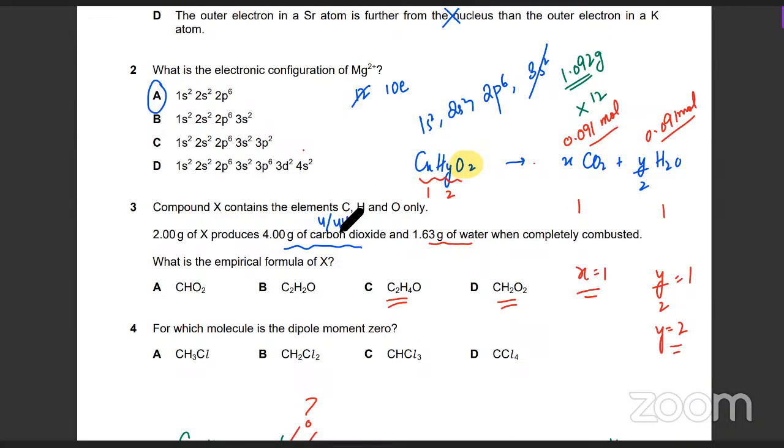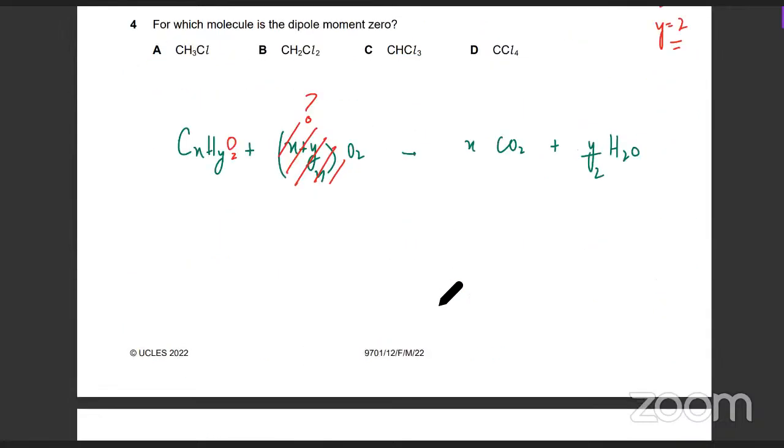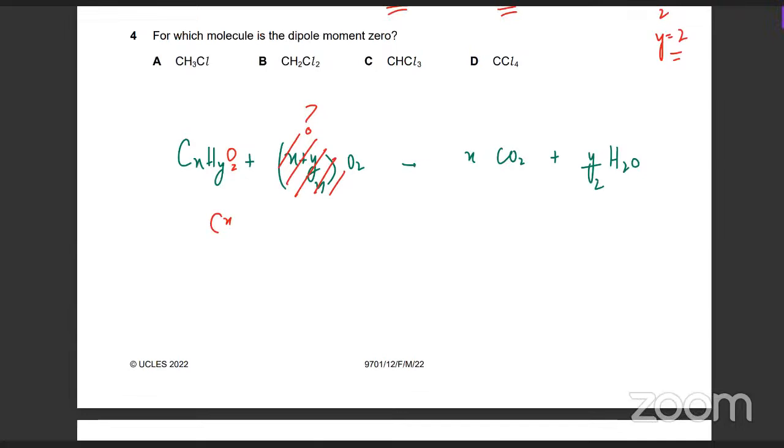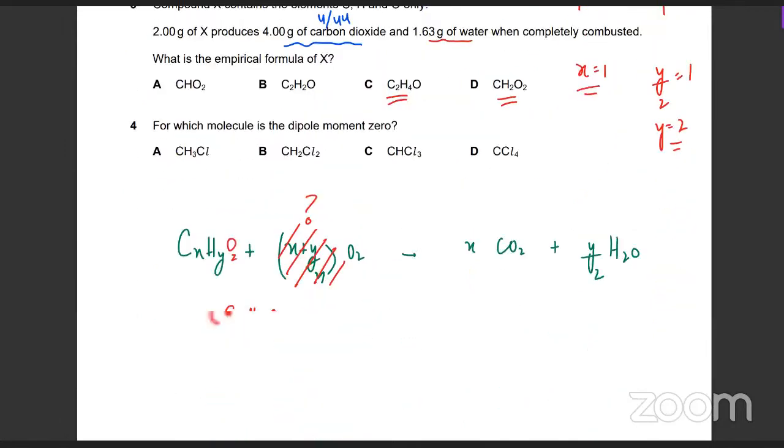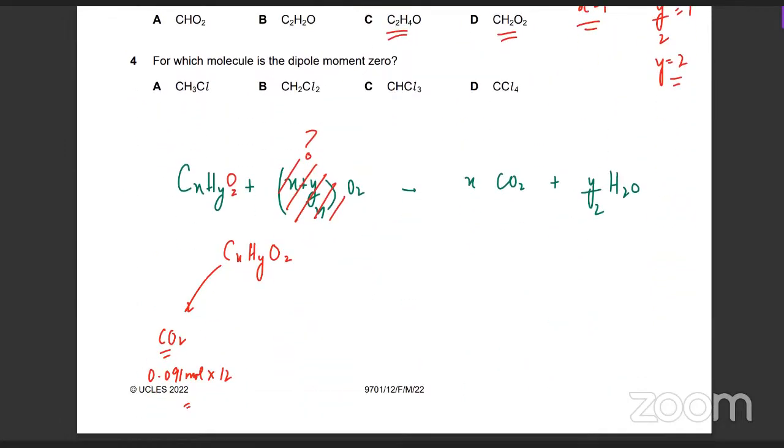You know that it's CXHYOZ, right? So this is how you're going to do this. Forget combustion analysis. He told us that it produces a certain amount of carbon dioxide. Now, all the carbon in the carbon dioxide is coming from this, right? And the carbon dioxide produced was 0.091 moles. So I'm just going to multiply it by 12 to figure out the mass of carbon. That was 1.092 grams, right? So the carbon that we have is 1.092 grams.